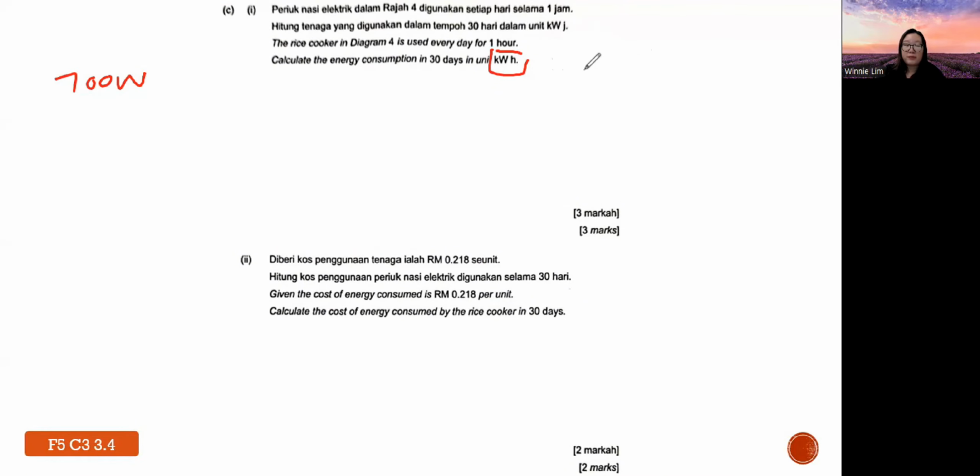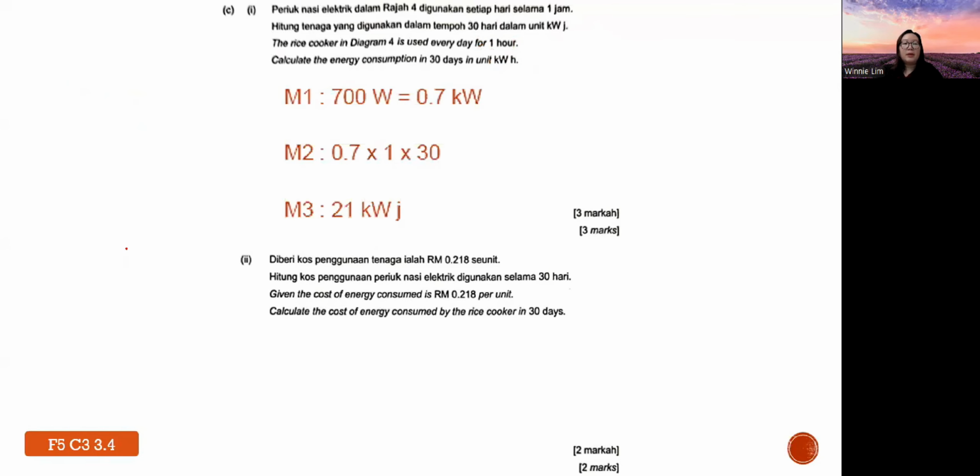Because if it's joule, the value becomes a lot. So we generally change watt to kilowatt by dividing by 1,000. Then you have 0.7, and they already give you the idea of hour. So straight away, we just use 1 times 0.7, and then you have 0.7 kilowatt hour, right? And then times 30 days. Hence, you have 21 kilowatt hour.